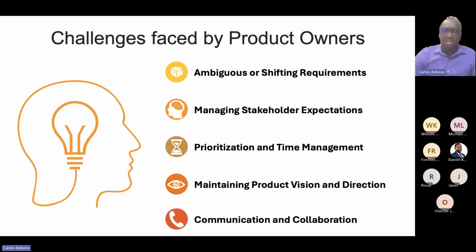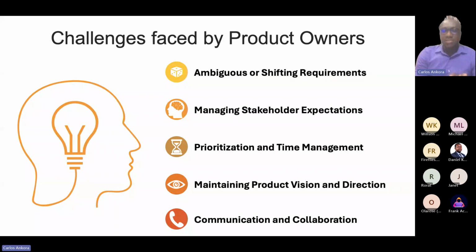Now, with prioritization, a lot of tasks and responsibilities will be coming into the backlog. Product owners must prioritize effectively to maximize the value that is delivered by the development team. In this case, time management becomes critical as product owners would have to be juggling multiple priorities, moving from one meeting to another, and deadlines to ensure the timely delivery of features and releases.